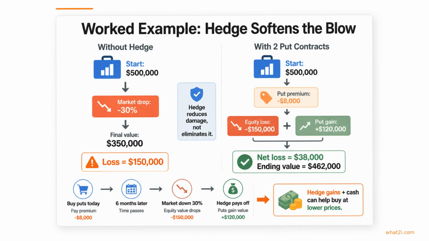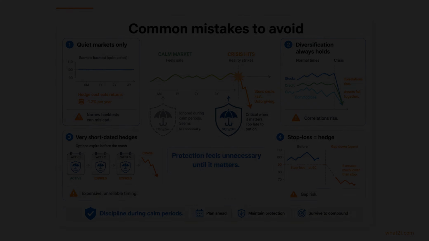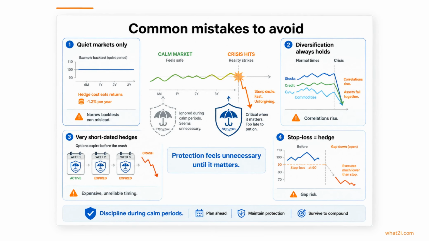That is a dramatic difference in damage, even though the hedge did not remove losses completely. It also creates liquidity at the moment when attractive assets may be available at depressed prices. Black swan protection often feels wasteful right before it becomes essential, which is why discipline matters so much. One mistake is judging protection only during quiet markets, when the hedge appears to be a drag and the danger seems remote. Another is assuming diversification will always hold, even though correlations often rise during crises.